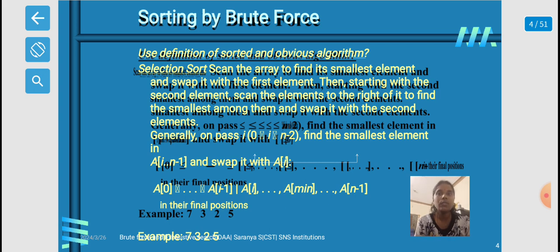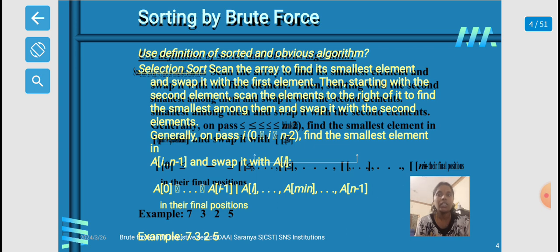The analysis of selection sort is straightforward. The input size is given by the number of elements n. The basic operation is the key comparison, A[j] less than A[min]. The number of times it is executed depends only on the array size and is given by the following sum.